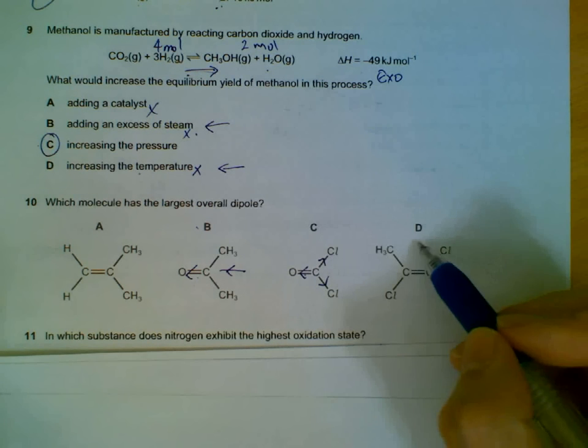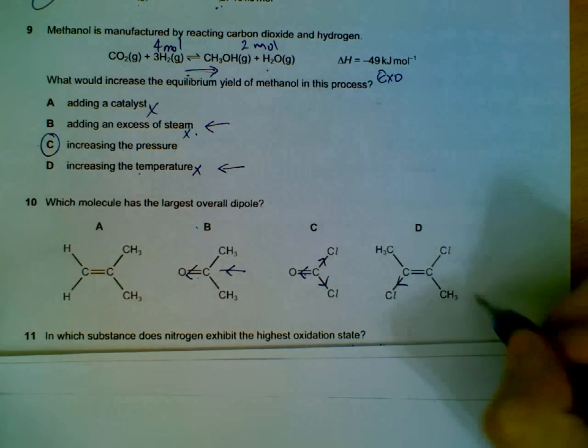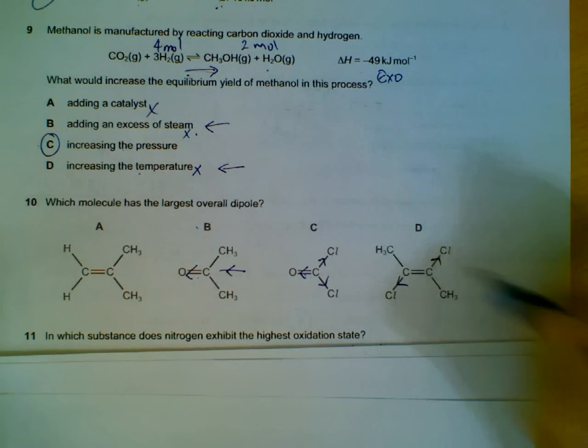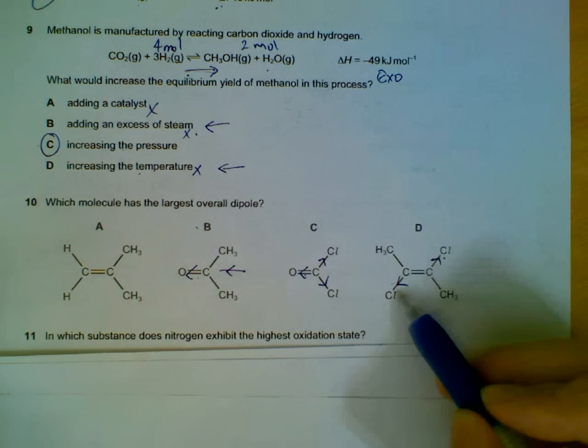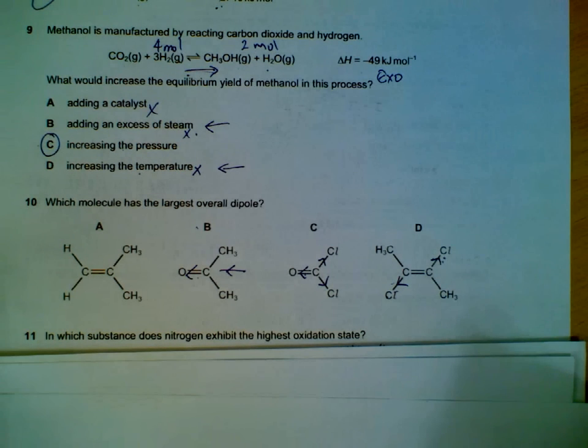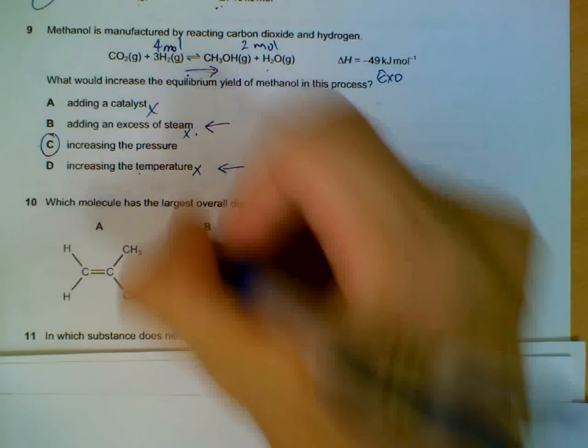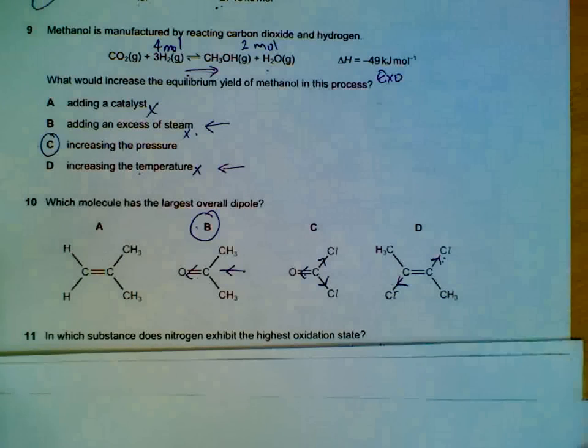D, we have chlorine withdrawing electrons and chlorine withdrawing electrons. They are on diagonally opposite sides, so they will cancel each other out also. So the largest dipole moment will be B.